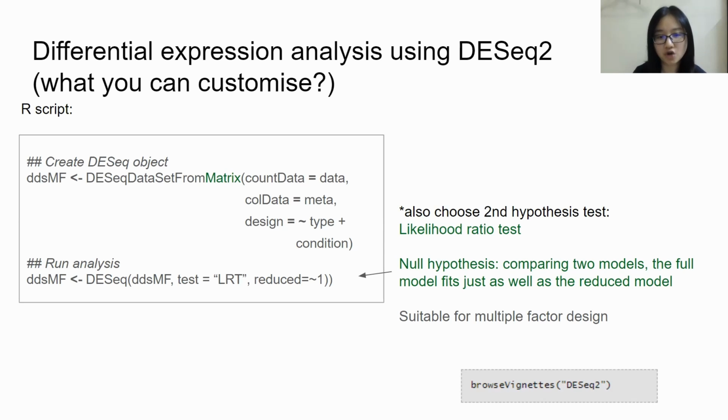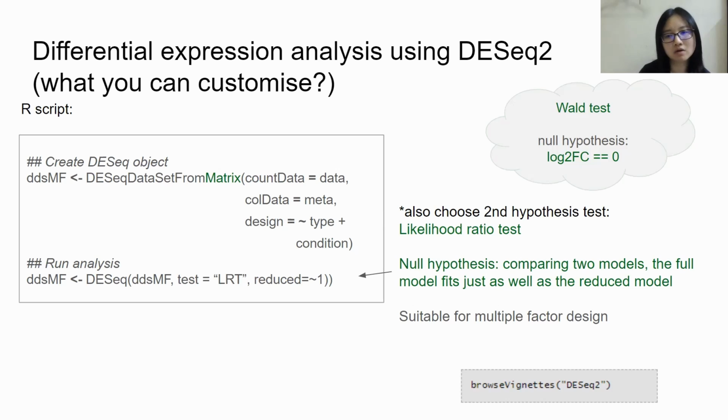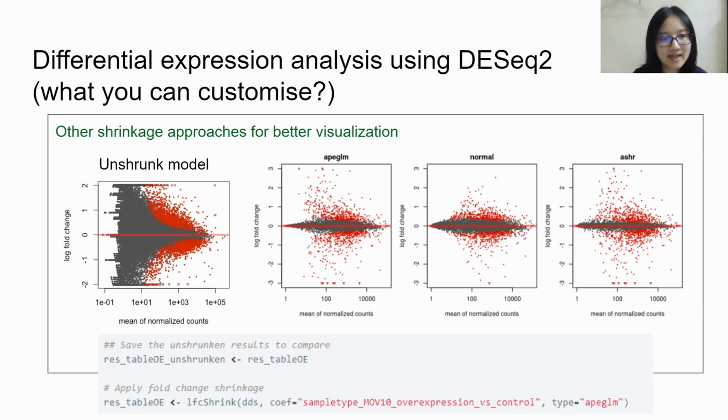The null hypothesis of LRT is comparing two models: the full model fits just as well as the reduced model, which means this is more suitable for the multi-factor design. And as a reminder, the Wald test is to test the null hypothesis of one single model, whether within the model the log2 fold change is equal to 0 or not. And next, they also have some other shrinkage approaches for better visualization. And this is another part of DESeq2 that might take some time to explore.